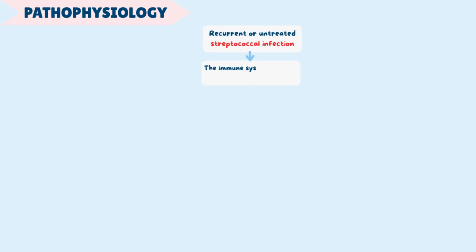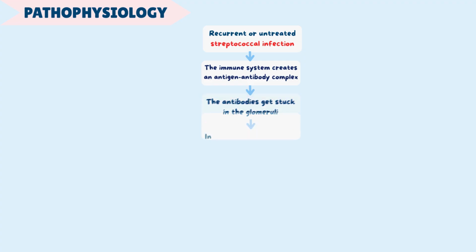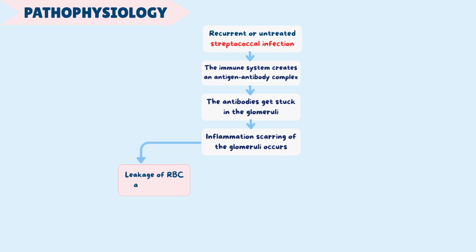Then the immune system will create an antigen-antibody complex, and this usually happens 14 days after the infection. So the complex circulates all over the body, but unfortunately the antibodies get stuck in the glomeruli. So once they get stuck, the glomeruli will start getting inflamed and scarring occurs. So what happens after this?